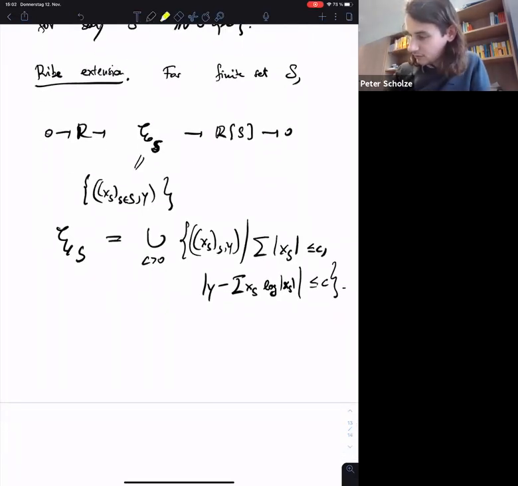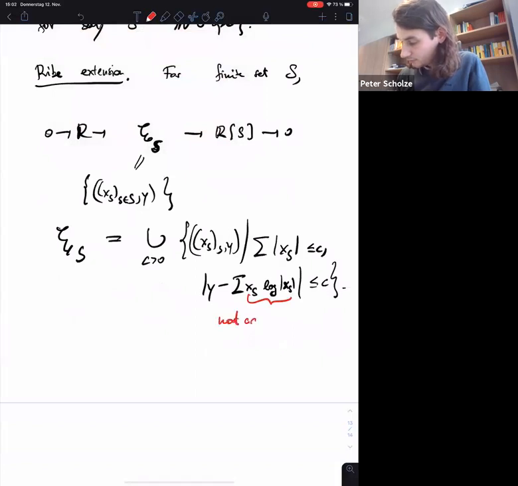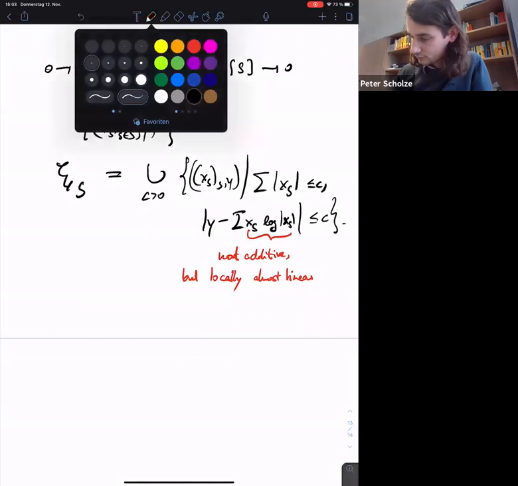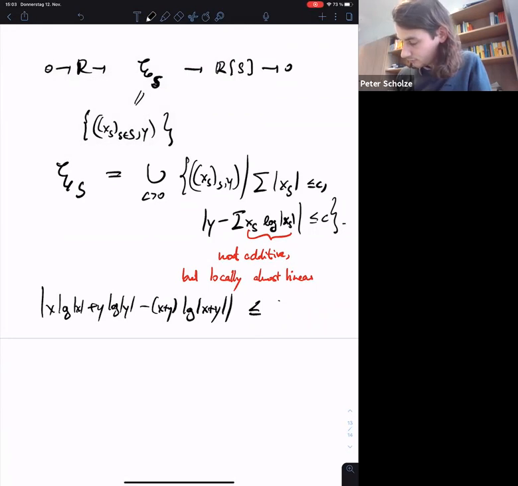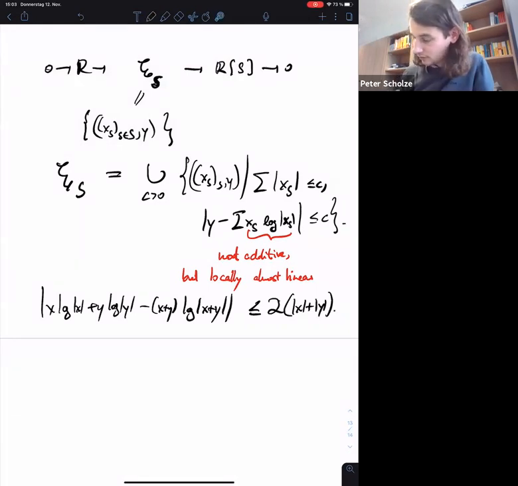And the nice thing about this function here is that it is not additive, but locally close to additive, locally almost. In the sense that if I take x times log absolute value of x plus y times log absolute value of y minus x plus y times the log of the absolute value of x plus y, this is less or equal to something like 2 times the absolute value of y. So up to something that's bounded in terms of the norm of x and y, it's almost like a linear function.